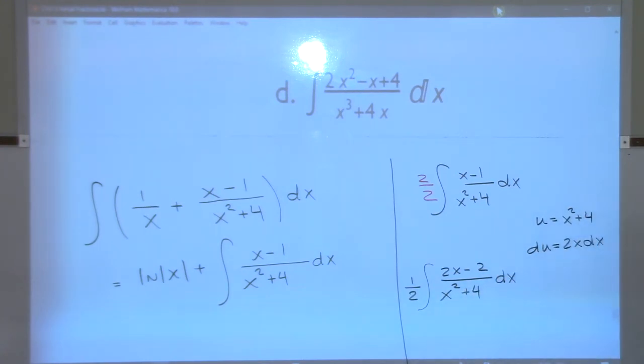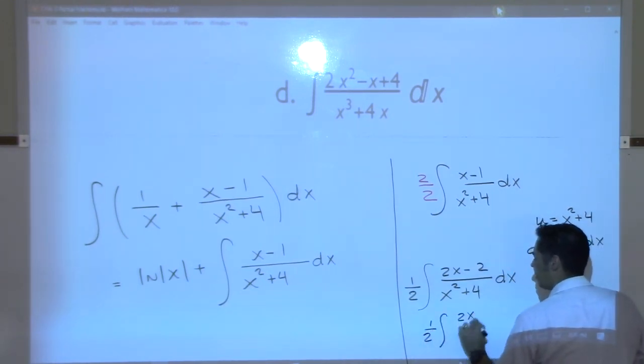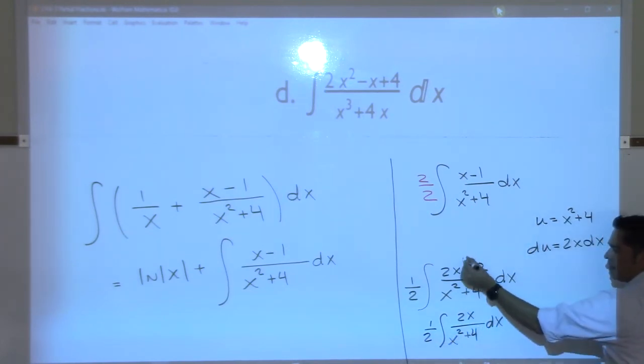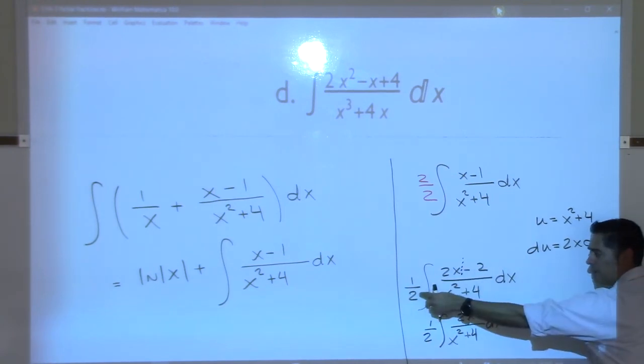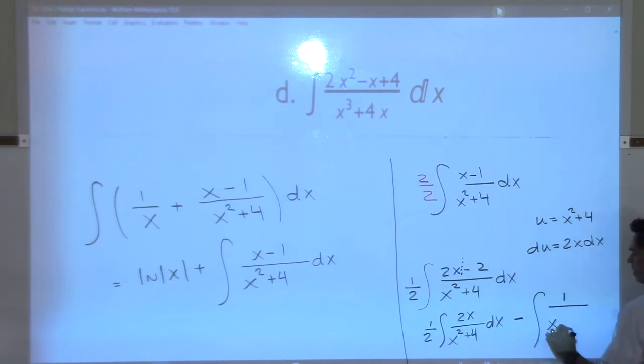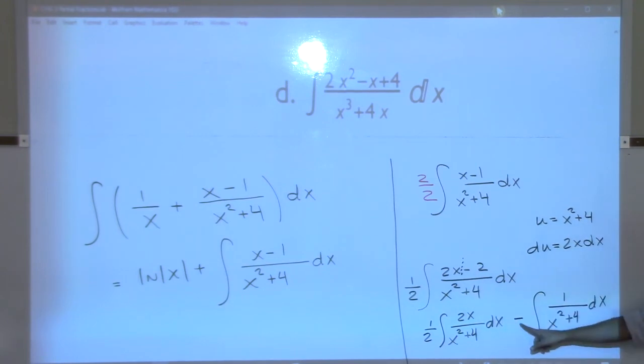Is this looking familiar from last time? Yes. We really want it to be a 2x dx, right? I've got the 2x, but then I have this minus 2. So what should I do now? Just split it. 2 integrals. Because we can do 1/2 integral 2x over x squared plus 4 dx. And then when we split it right here, and we do the negative 2 times the 1/2, we're just going to get negative integral 1 over x squared plus 4 dx. Are y'all following me? That negative 2 and that 1/2 come together to give you negative 1. That's where this comes from.